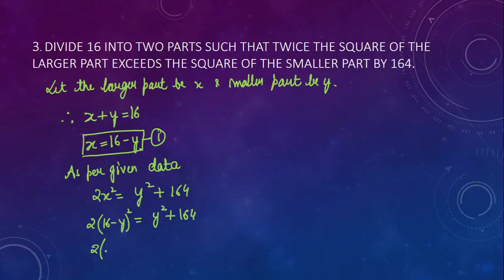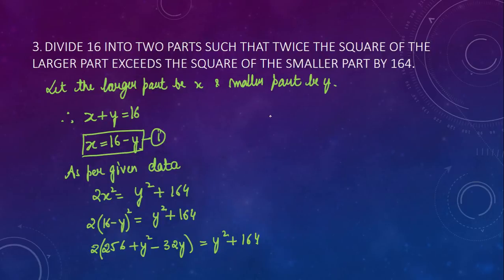What is the value of 16 square? It's 256. 16 square is 256. It's an important value. Please remember it. Plus y square minus 32y. Again, I'm using the formula a minus b whole square. And this is equal to y square plus 164.